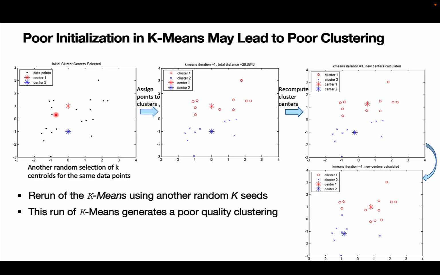This example shows what would happen when the initialization is not ideal. We start with the same dataset, but this time we select a different set of k centroids. Everything else in the algorithm stays the same: assign the points, recompute the clusters, and repeat. But because of this initial choice, this run of k-means ended up with poor quality clustering. The clusters may not make intuitive sense, or maybe one centroid might get stuck covering too many points.